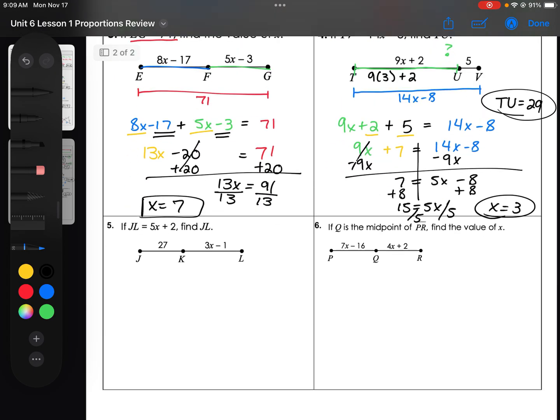Okay? I'm going to leave 5 and 6 as an exercise for you because I'm out of time here on the notes. But if you are curious to know the answers, the answer for JL here is going to be equal to 62. X is equal to 12. Those are your answers. And for 6, if you work that out, you're just finding the value of x. Your answer would be 6.